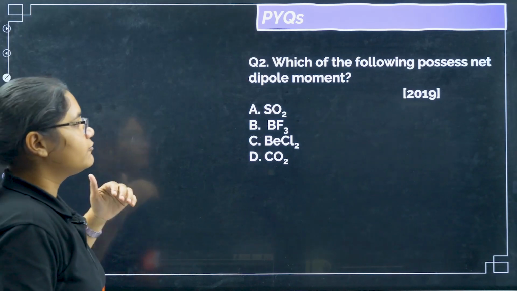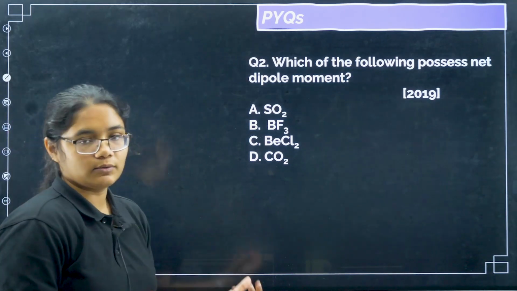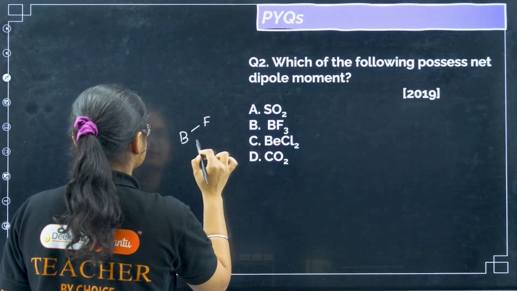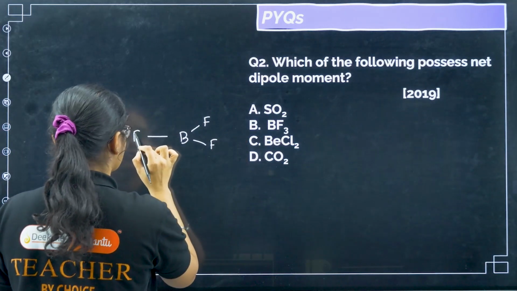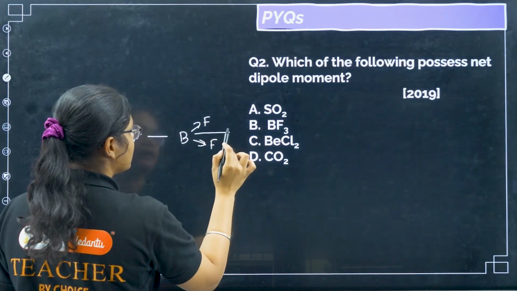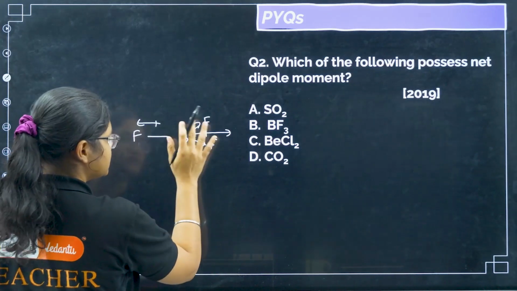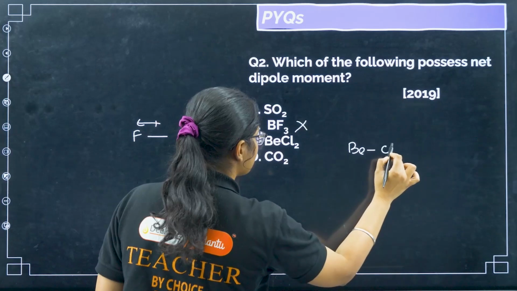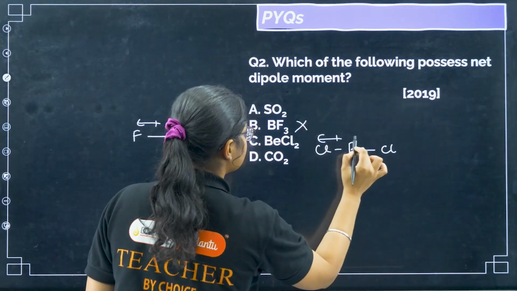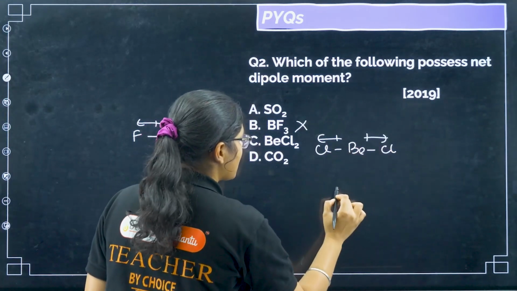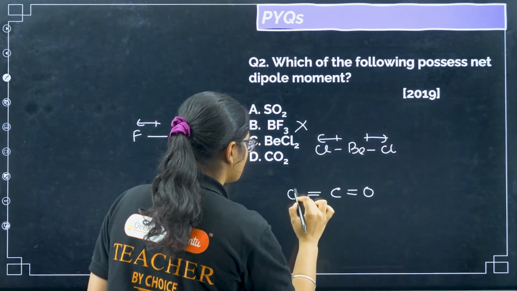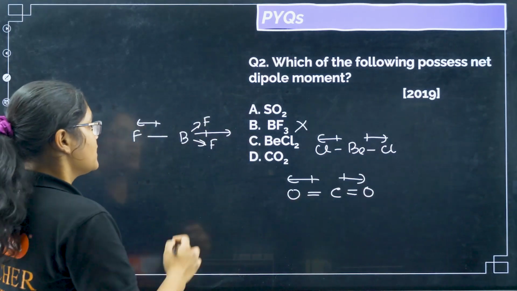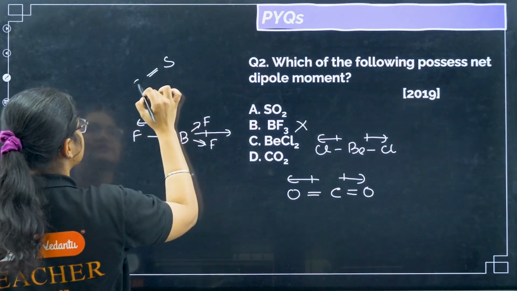Next, which of the following possesses a net dipole moment? So if you see the structures, the BF3 structure is like this. Okay, so the net dipole moment here moves this side and this dipole moment moves this side and they cancel each other out. BeCl2 structure, if you see here also it is like this, net dipole moment is 0. Carbon dioxide structure, if you see, again the net dipole moment is 0. But if I show you the SO2 structure, it is like this.